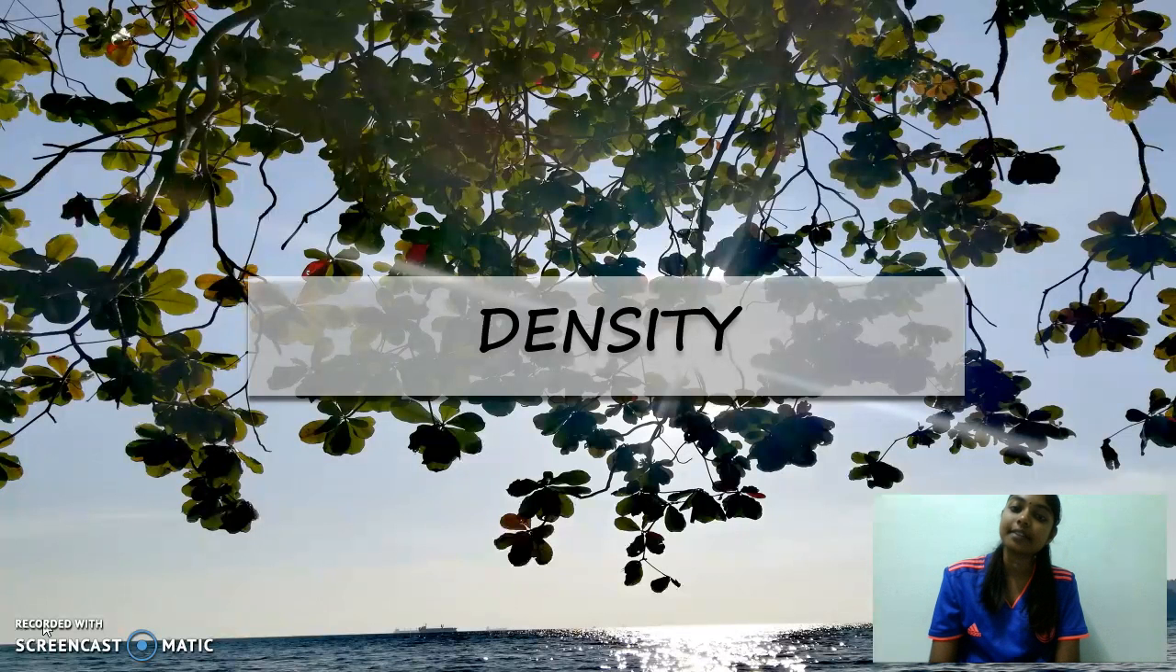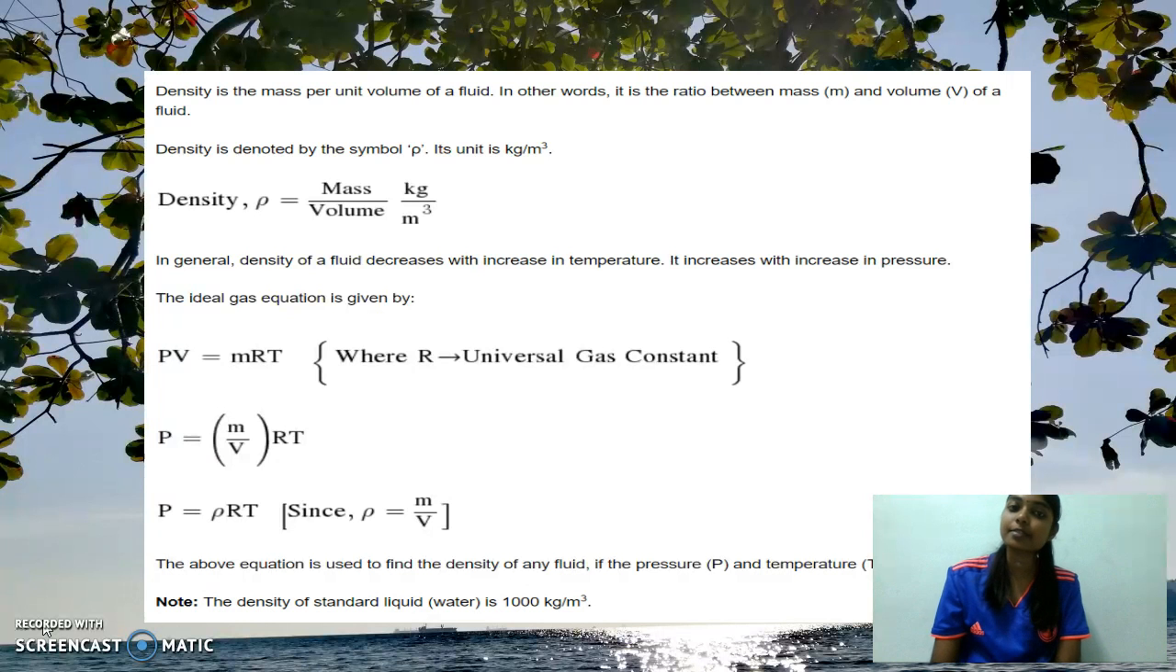Next we will look at density. Density is mass per unit volume, so the unit is kg per meter cube. From the ideal gas equation we can derive P equal to rho RT, where P is pressure, rho is density, R is the gas constant, and T is temperature. We can derive it from P equal to mV over RT.